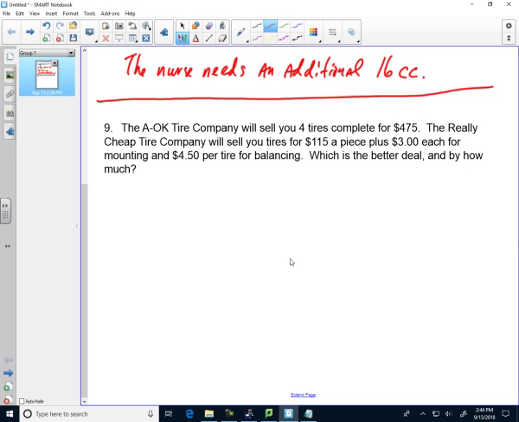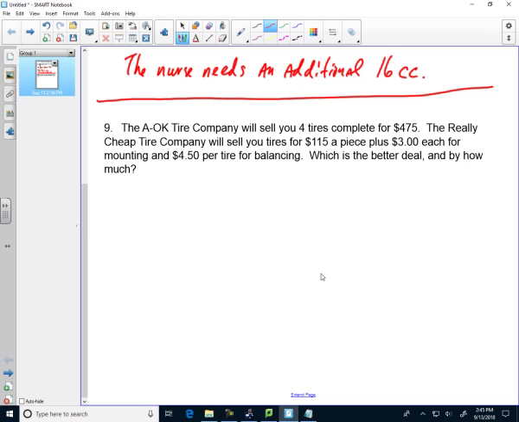Anyway, live and learn. So the AOK Tire Company will sell you 4 tires complete for $475. Meanwhile, the really cheap tire company will sell you tires for $115 a piece, plus $3 each for mounting and $4.50 per tire for balancing. You know, a lot of places charge for all that stuff. Which is a better deal, and by how much?